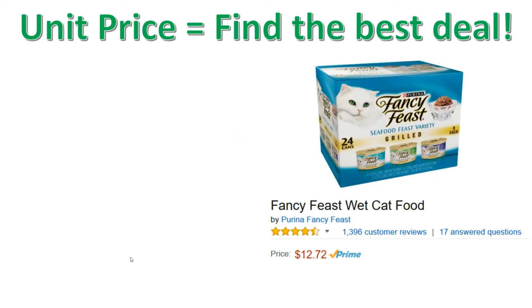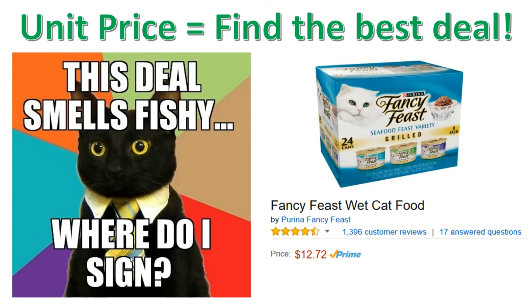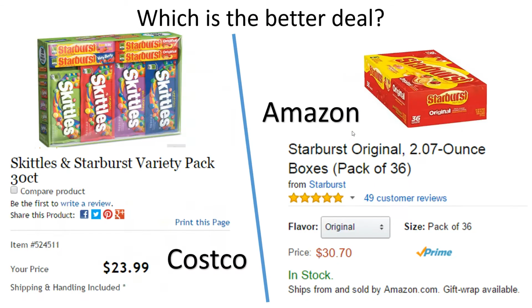So now we're doing a unit price in order to find the best deal. So on the Gatorade problem we did, that was a unit price. And now we're going to figure out how much this would cost. So we have this based on Amazon. It's $12.72 for 24 cans of cat food. So we would find the price by doing $12.72 divided by 24, and it's 53 cents per can. So that's how much each can costs based on 24 cans for $12.72.